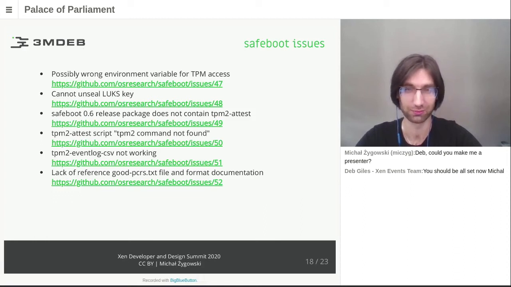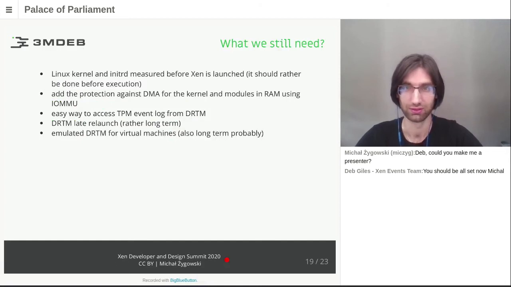And as I said previously, there is a lack of a reference good PCRs file that I could use, for example, on the attestation server side to verify the PCRs against. And what is more important, we still need certain features to be implemented in TrenchBoot. For now, the Linux kernel and initial RAM disk are measured before Xen is launched. So we measure all multiboot modules in the landing zone, although it should rather be done just before execution, because midway someone could modify the contents.